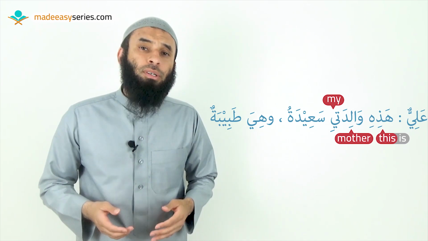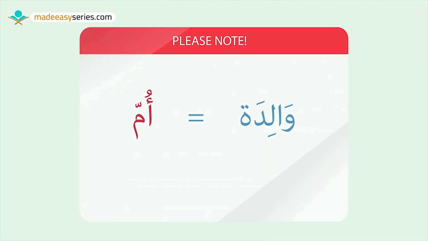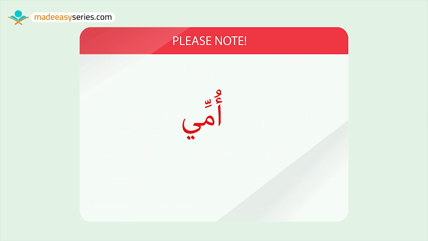Later on, we're going to come across a similar word, which also means mother. And this is the word umm. The word umm means mother. If you attach it with a ya sound, then ummi, this means my mother. So walida and umm, both of them mean mother. Just like in English, we can say mother and mum. So in Arabic, you can say umm and walida.